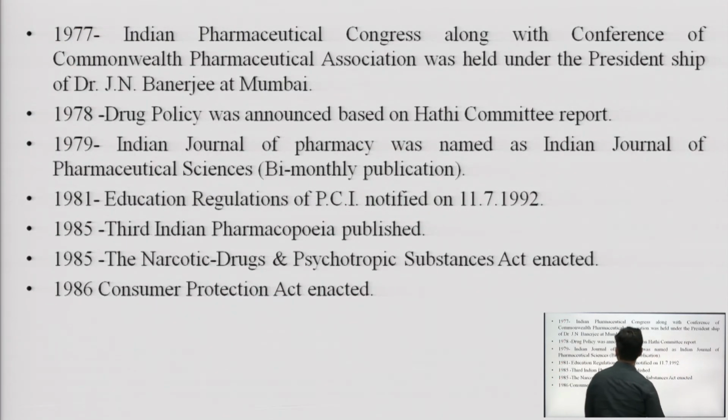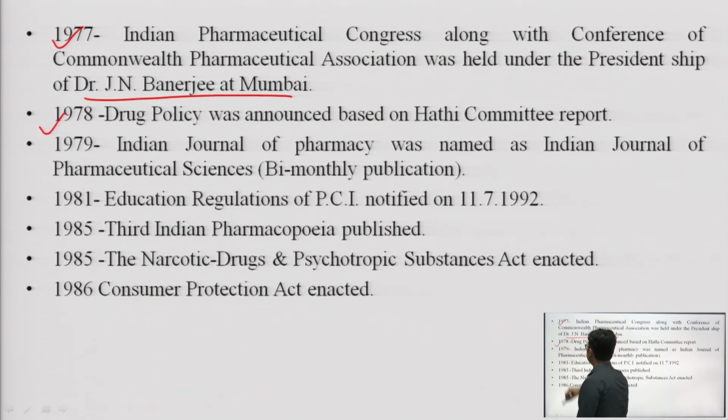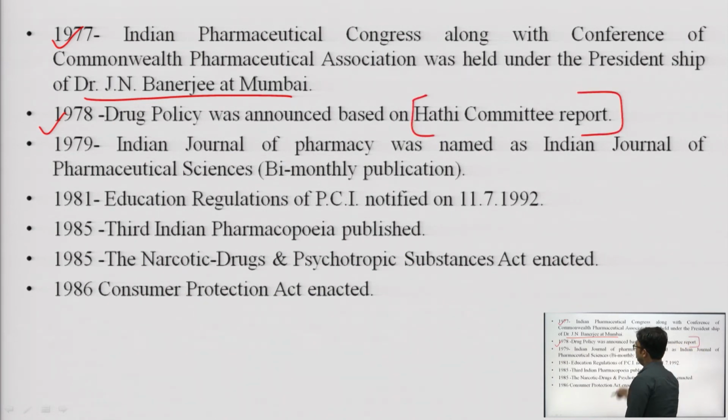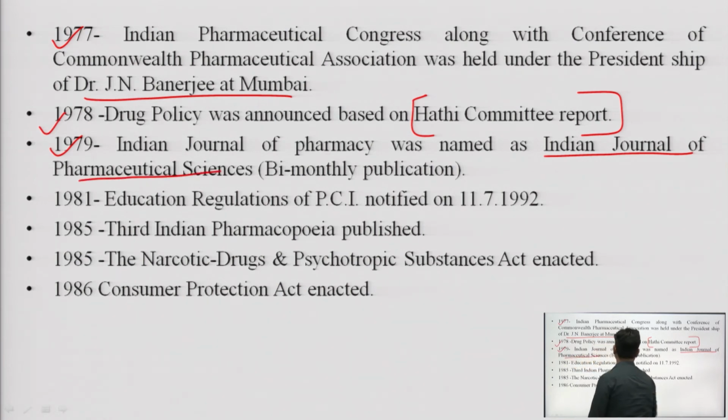In 1977, the Indian Pharmaceutical Congress along with the Conference of Commonwealth Pharmaceutical Association was held under the presidentship of Dr. J.N. Banerjee at Mumbai. In 1978, the drug policy was announced based on the Hathi Committee report. In 1979, the Indian Journal of Pharmacy was renamed the Indian Journal of Pharmaceutical Sciences, and it was a bi-monthly publication.